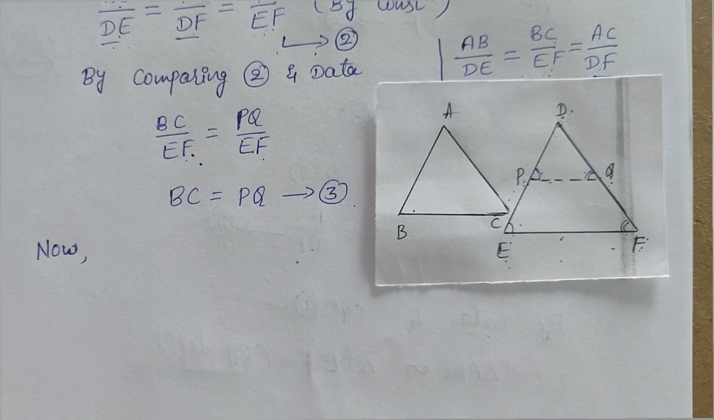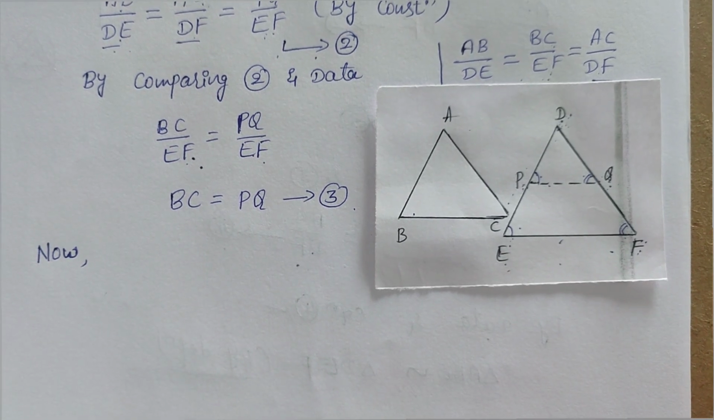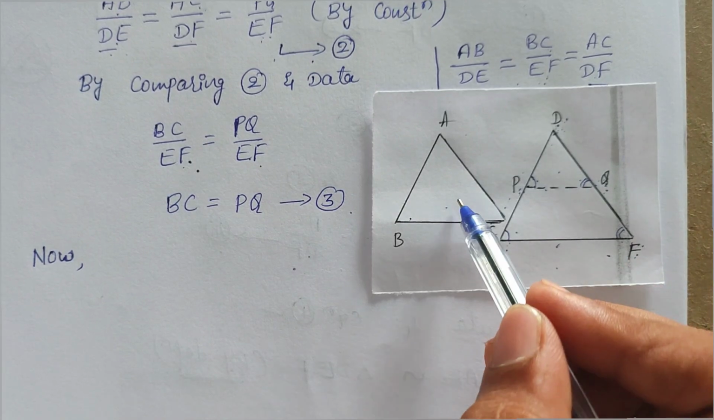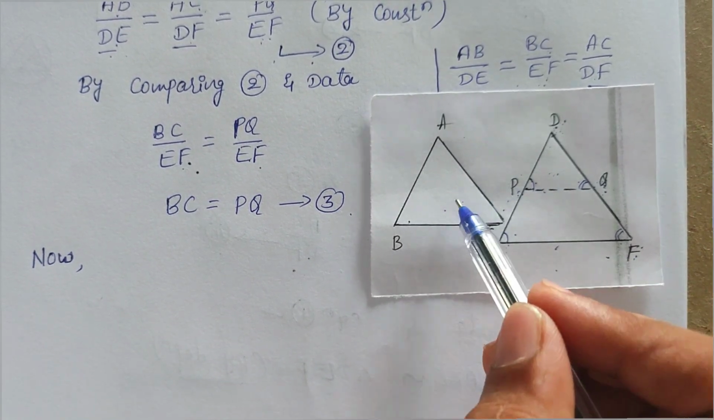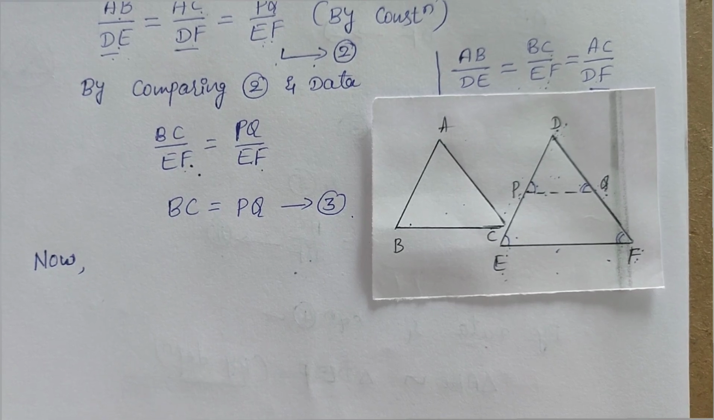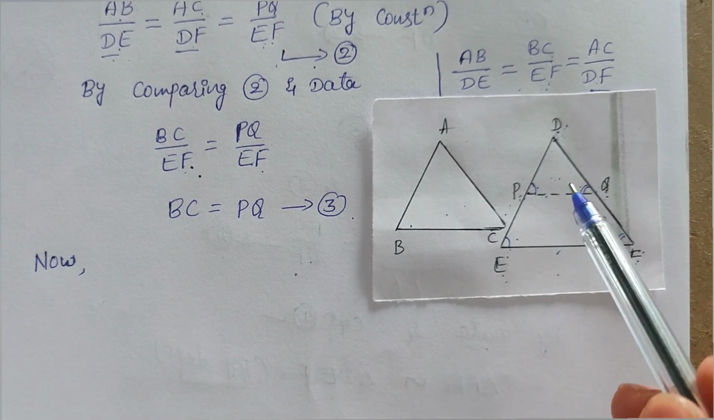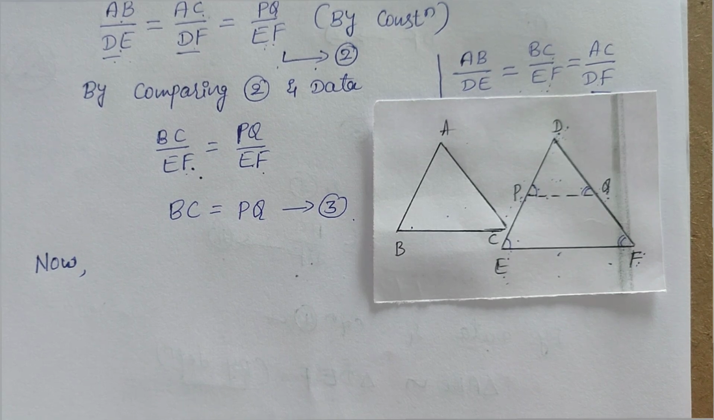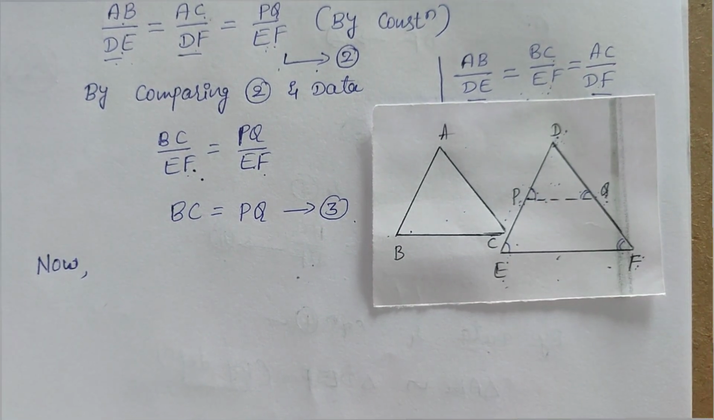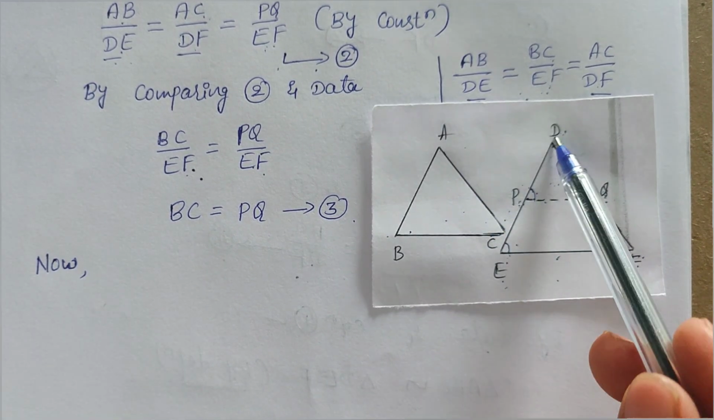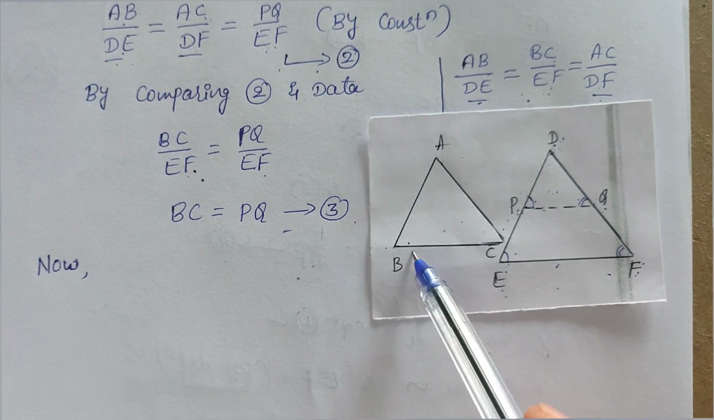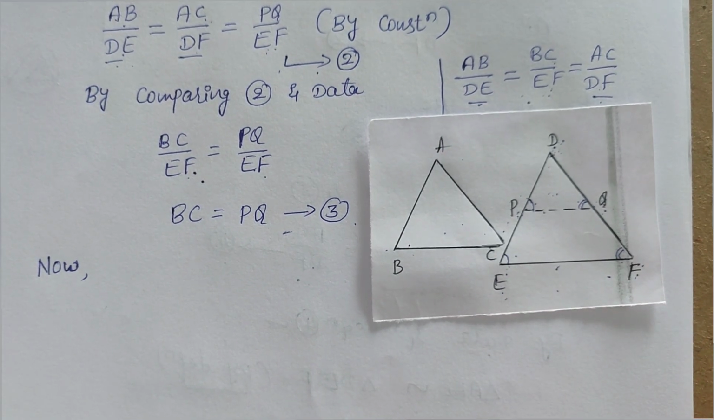Now we have to observe triangle ABC and triangle DPQ. Those two are congruent. Sir, how is it congruent? You have to think and observe very carefully here. Just remember the construction. We know that AB equals DP from the construction, AC equals DQ from the construction, and from equation 3, BC equals PQ.